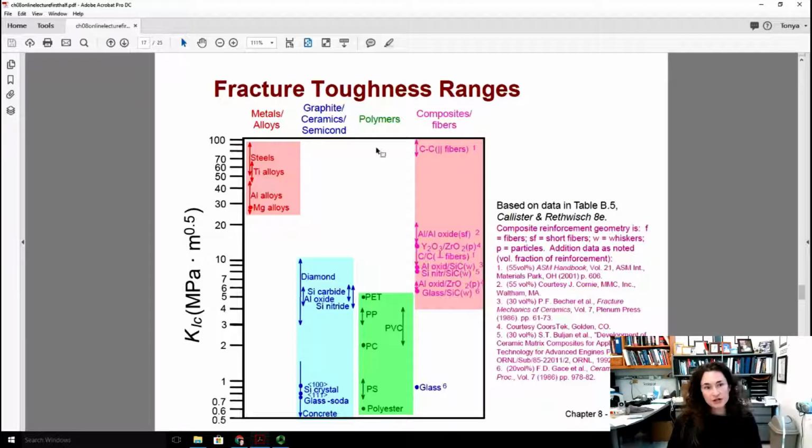Now, as you might imagine, metals and alloys have a really good fracture toughness compared to other types of materials. Things that undergo brittle fracture, graphite, ceramics, semiconductors, things like that, have a lower value. And of course, polymers have a wide range, but are still, on average, a little bit lower still. Composites can span the range, as you might expect, as they're often a mix of different types of materials. So they span that range between the metals and the polymers.